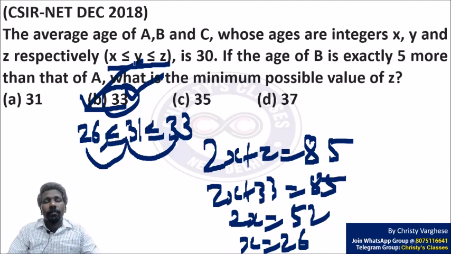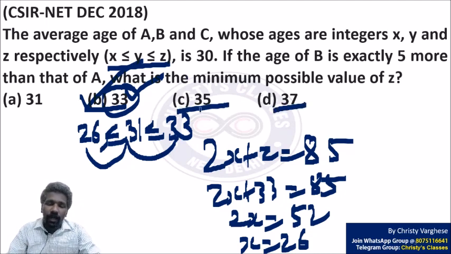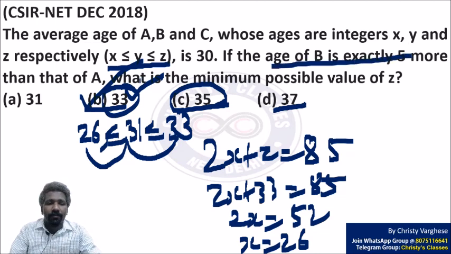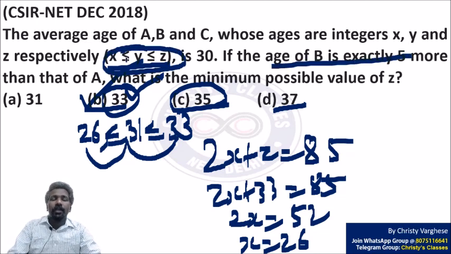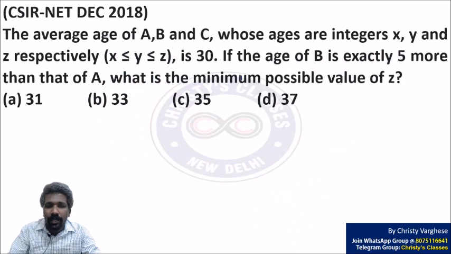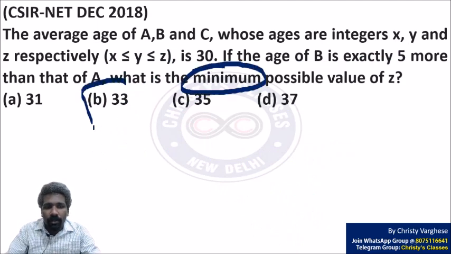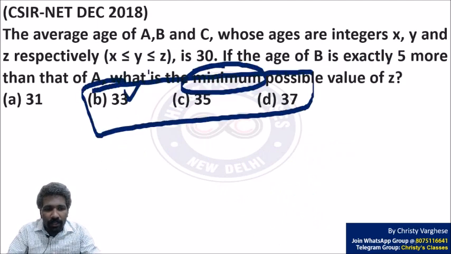Now some of you may be thinking, why we are not trying 35, 37? Yeah, if you try 35, 37, 35 will satisfy the condition. Which condition? That y is greater than 5 and x less than or equal to y less than or equal to z. All things will be satisfied. But you don't have to check 35 because the question is asking minimum. Among 33, 35, 37, 33 is the minimum value. Right? So you can stop right away.